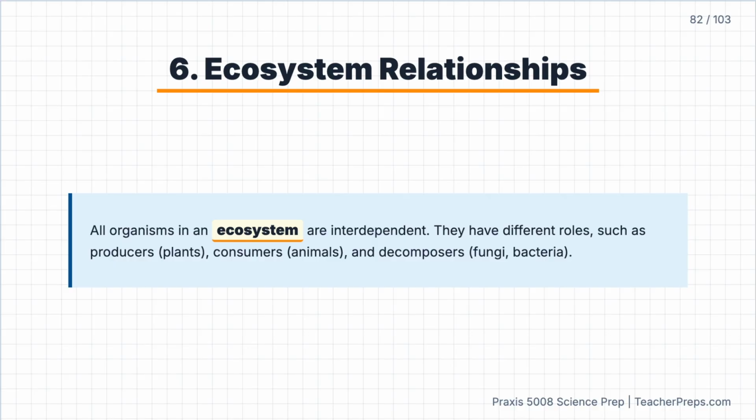All right, next up we have ecosystem relationships. No organism lives alone. In any ecosystem, every living thing depends on each other. So think here, plants produce food, animals consume that food, and decomposers recycle nutrients from dead organisms.